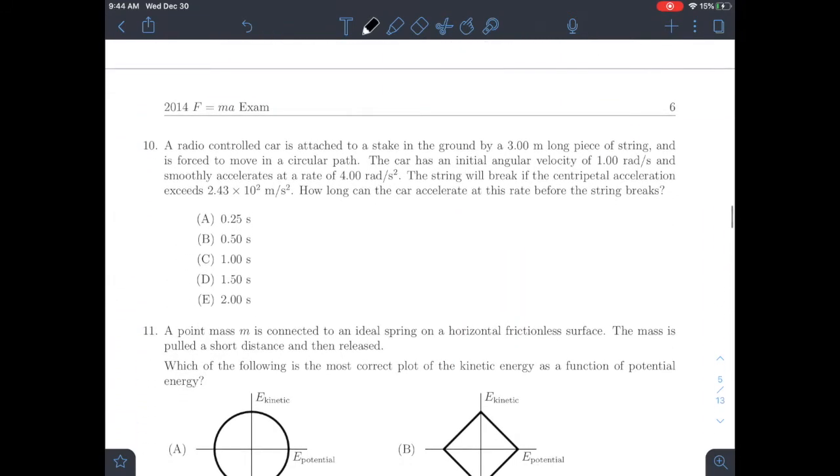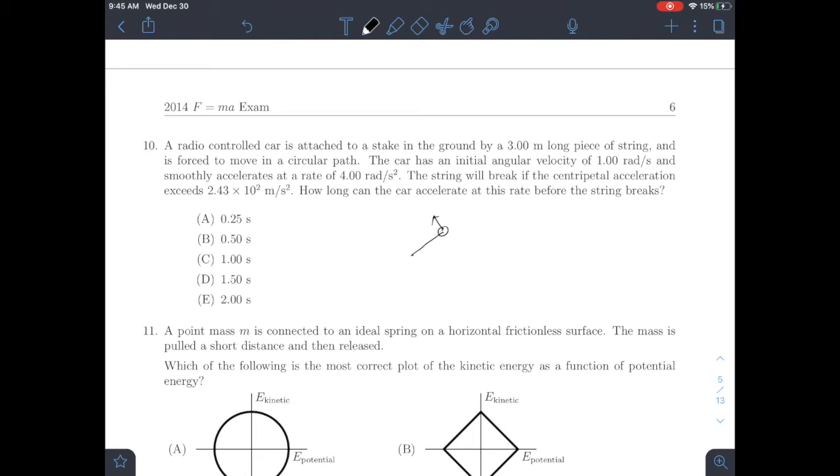Okay, answer is C. 10. A radio-controlled car is attached to a stake in the ground by 3 meters of string, and is forced to move in a circular path. The car has an initial angular velocity of 1 radian per second, and smoothly accelerates at a rate of 4 radians per second squared. The string will break if the centripetal acceleration exceeds 2.43 times 10 to the 2 meters per second squared. How long can the car accelerate at this rate before the string breaks?